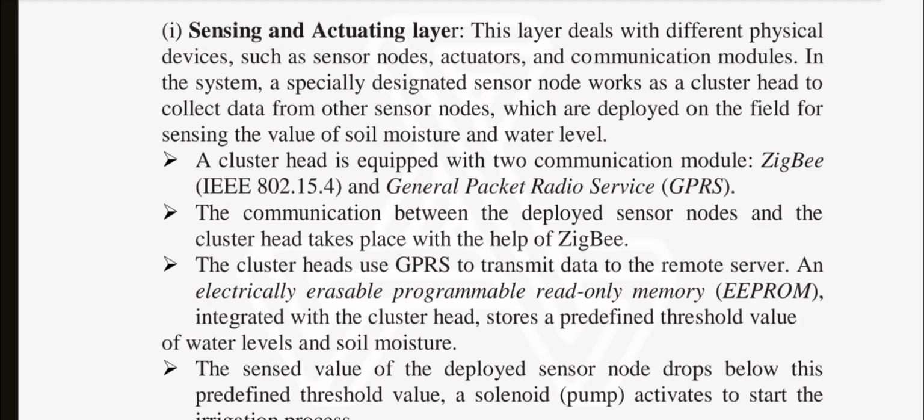An electrically erasable programmable read-only memory, EEPROM, integrated with the cluster head stores a predefined threshold value of water levels and soil moisture. When the sensor value of the deployed sensor node drops below this predefined threshold value, a solenoid pump activates to start the irrigation process.